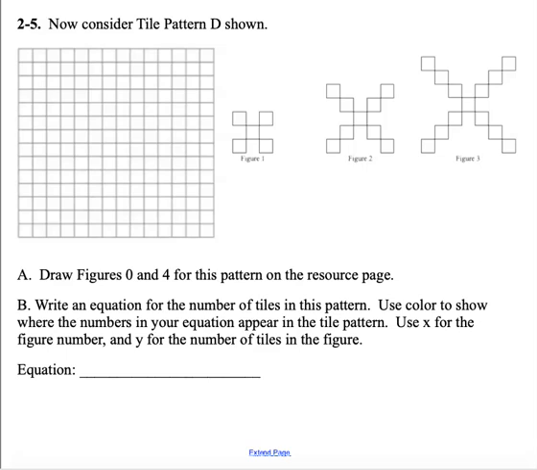So now consider tile pattern D shown. Draw figures 0 and 4 for this tile pattern on the resource page. So one of the things, again, just like the first problem you did today, I want you to get in a habit. Okay, this is 1, 2, 3, 4. There's 5.